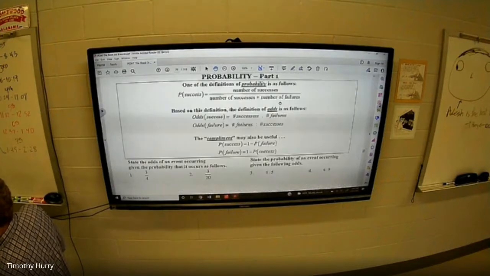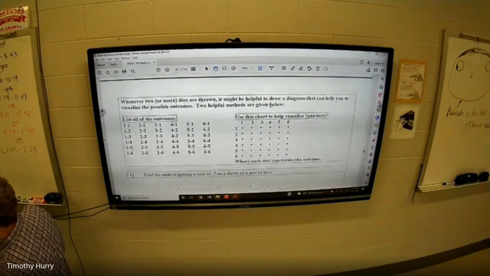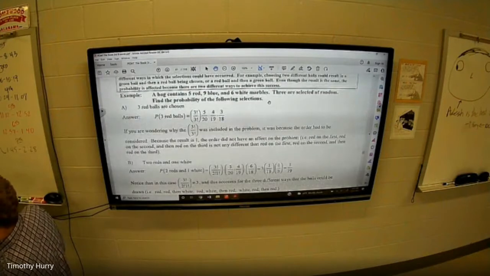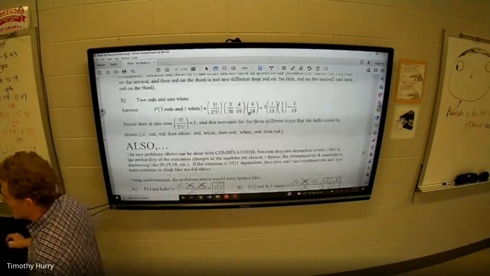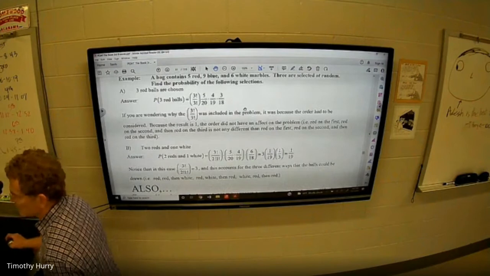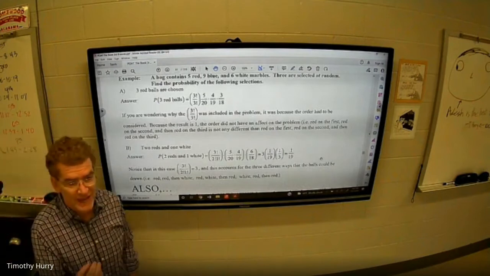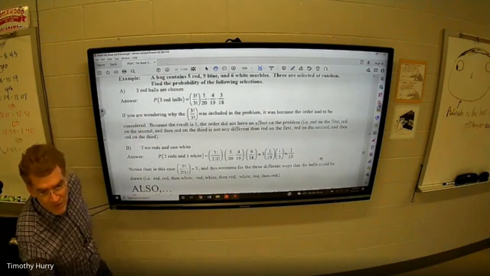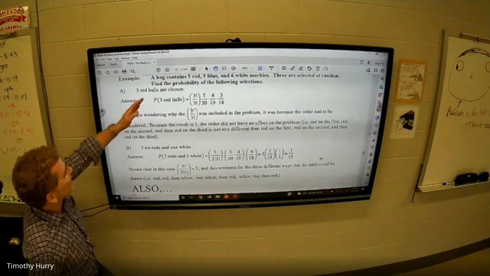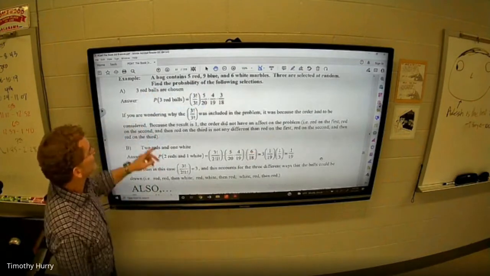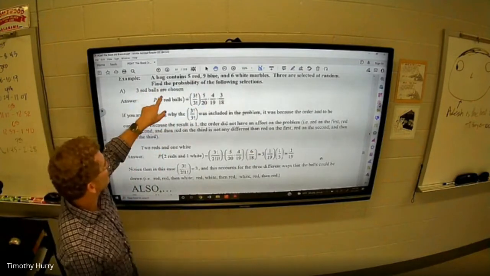Okay, real quickly, I want to run through this very last part of part one and just make sure that you understand what's going on with these and how you can use combination permutations as well. So here's an example. This is at the back end, right before part two. This is still part one. It says a bag contains 5 red, 9 blue, and 6 white marbles. 3 are selected at random. Find the probability that you get 3 red balls.